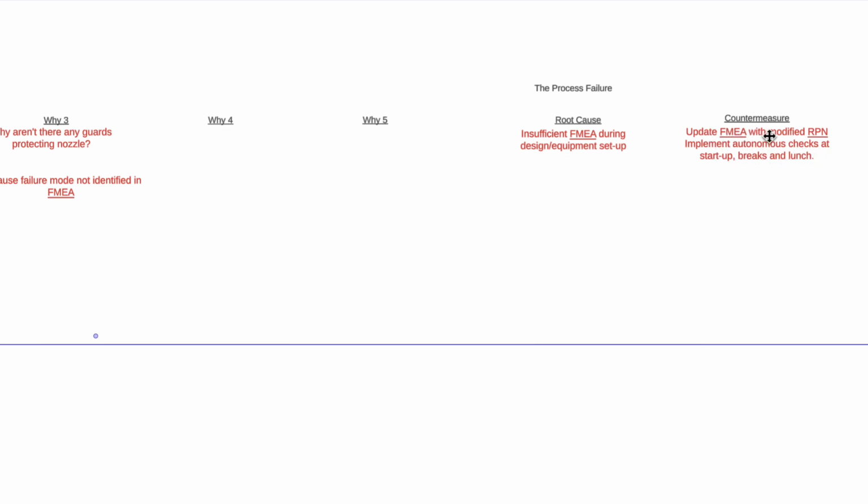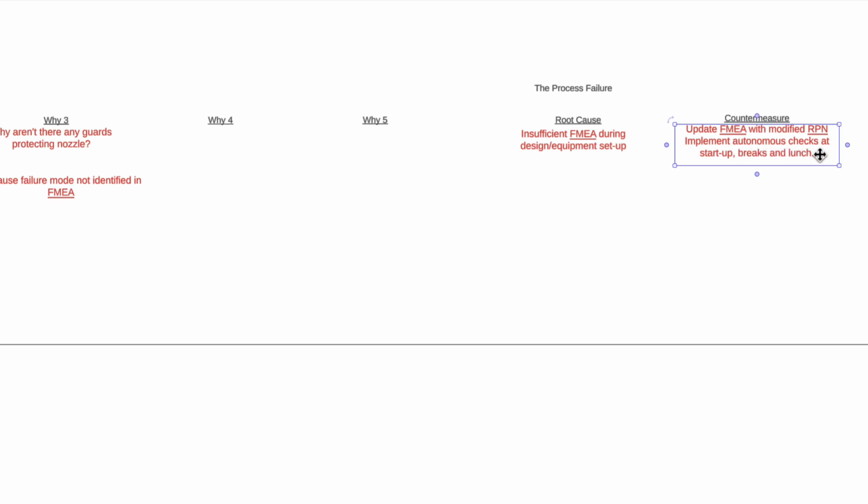One's update the FMEA with modified RPN. Now, RPN just stands for risk priority number, and it is the result of a multiplier, and the multipliers are occurrence, severity, and detection. I have a video on an FMEA and I'll post that in the description below. So with these countermeasures, updating the FMEA, I've addressed the process. I've also added a process check-in of implementing autonomous checks, right?